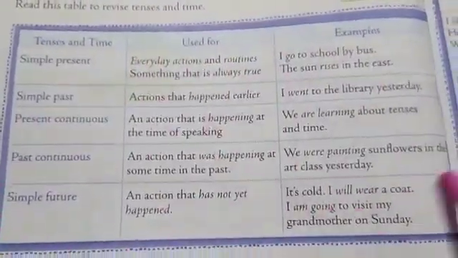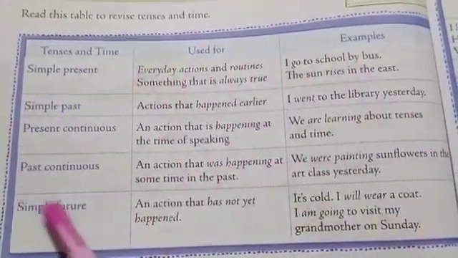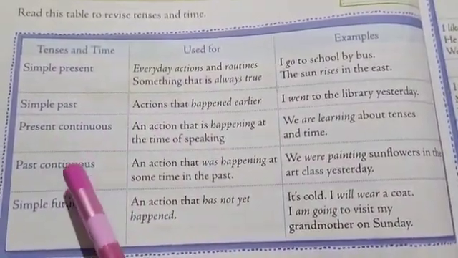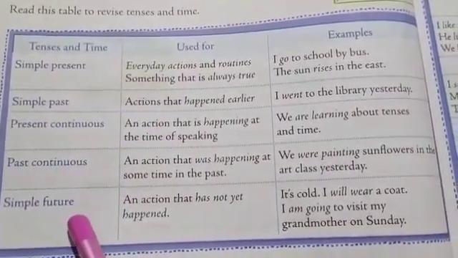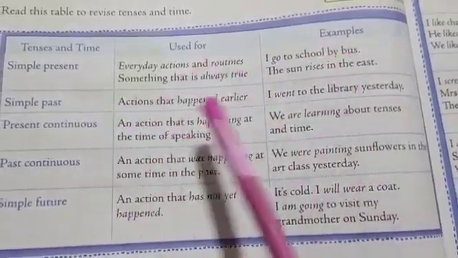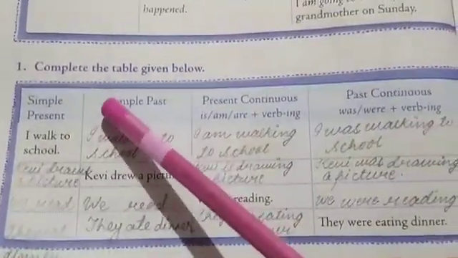Now read this table to revise tenses and time. This table, student, you have to revise. You can do the revision by yourself reading tenses and time. Simple present, simple past, present continuous, past continuous, simple future. So how it is used and what are the examples, you can read it by yourself. Okay, student? Now come to the exercise part.